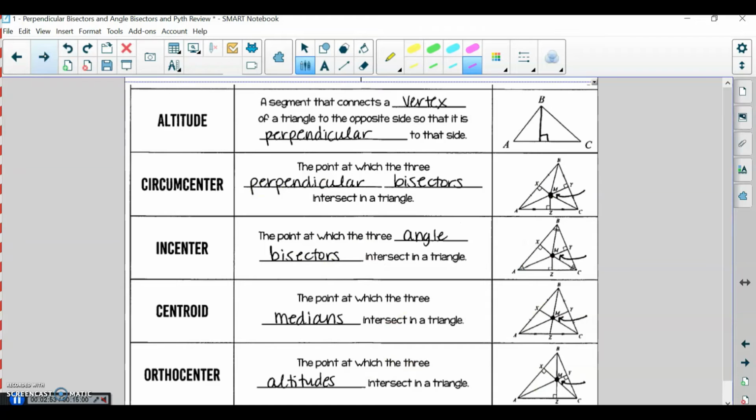And these are all new. We haven't talked about any of these. Okay, we're going to continue talking about them throughout the week and next week. So we've got the altitude. An altitude is a segment that connects a vertex of a triangle to the opposite side and creates a right angle. So here it comes from the B and goes to the opposite side, makes the right angle, but does not create congruency. No congruencies on here, but it does have the right angle.